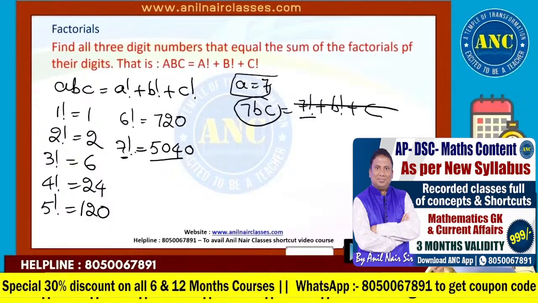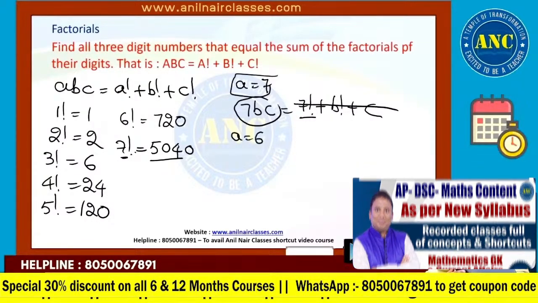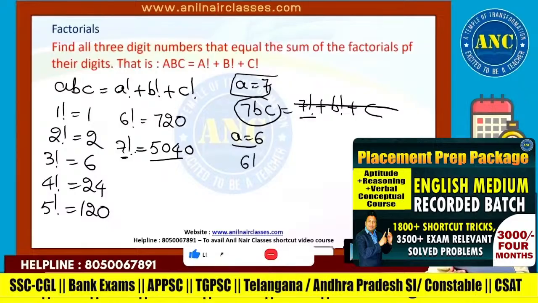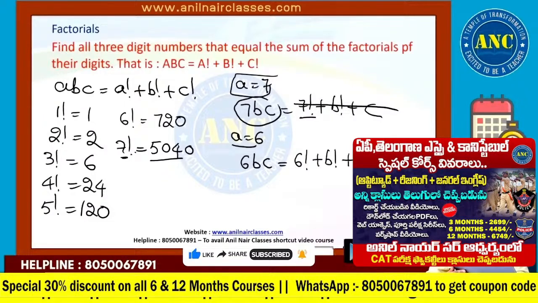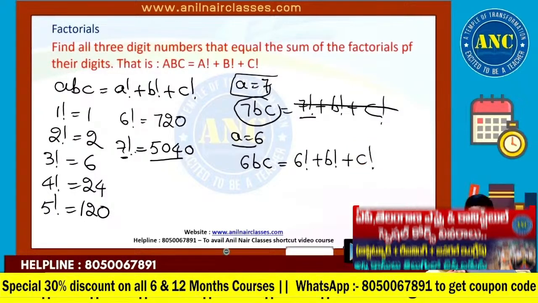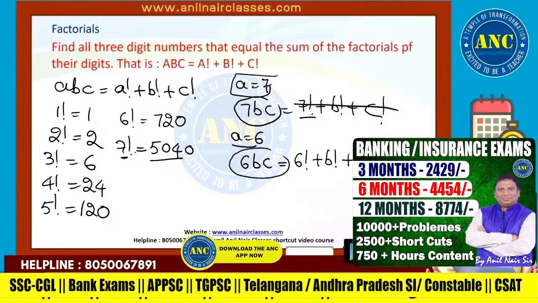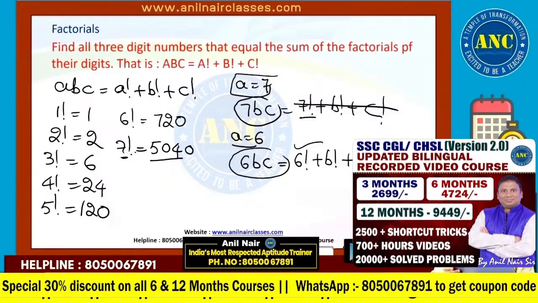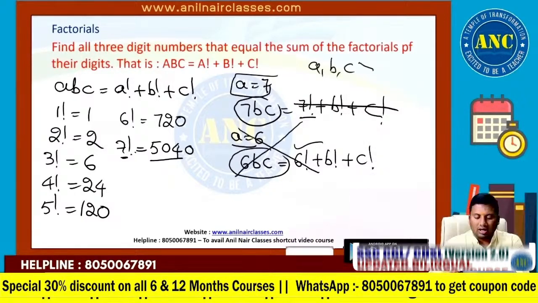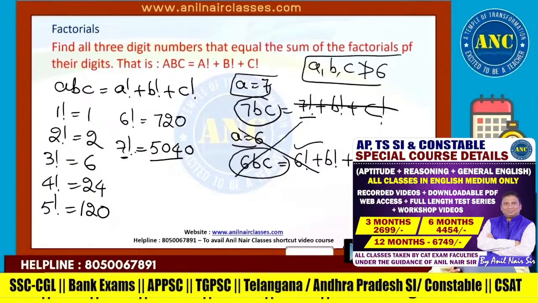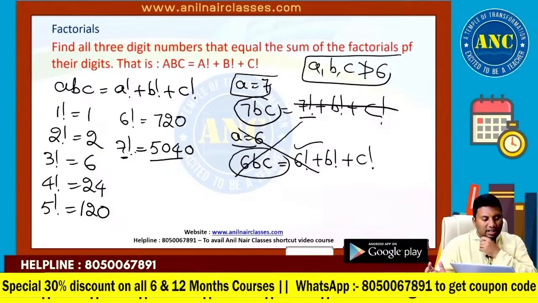Can A take 6? Let us see. This will become 6BC, so it will become 6 factorial plus b factorial plus c factorial. 6BC means from 600 to 699. This is 720. 720 plus something, it cannot take. ABC cannot take any value greater than or equal to 6. So let us check whether it is giving you 5.